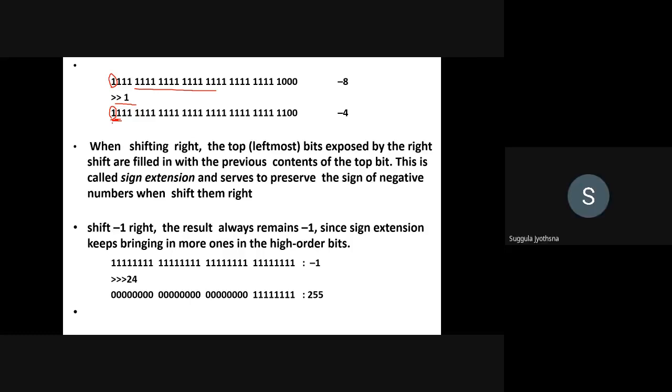When shifting right, the top leftmost bits exposed by the right shift are filled in with the previous contents of the top bit. This is called sign extension. So that's why the sign is not changed. If the most significant bit is 1, the number is negative; if it is 0, positive. The empty space is filled with the most significant bit while shifting, so it preserves the sign. This is called sign extension, and it serves to preserve the sign of a negative number when shifting it to the right.